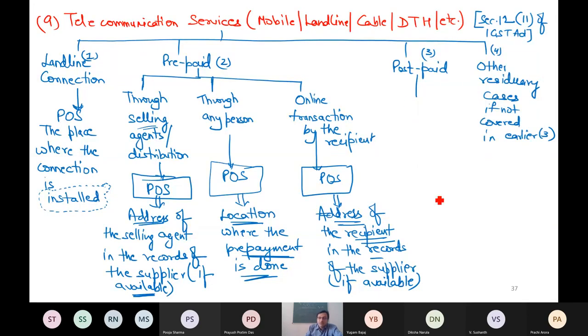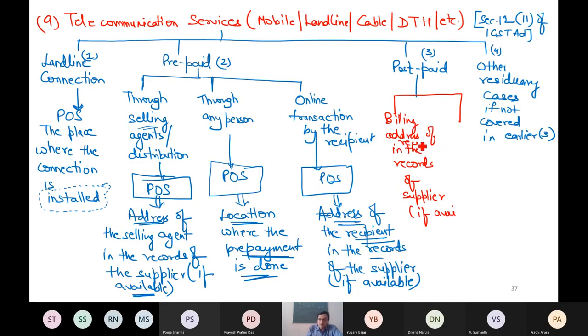So when it is postpaid, then also you have two things. In postpaid, one thing is easy, that your address in the company's record, that's it. So billing address in the records of the supplier. I should not use the word company, I should use the words records of the supplier. Of course, one default assumption is there. What is that assumption? If the address is available, billing address of the recipient in the records of the supplier, if available, of course.